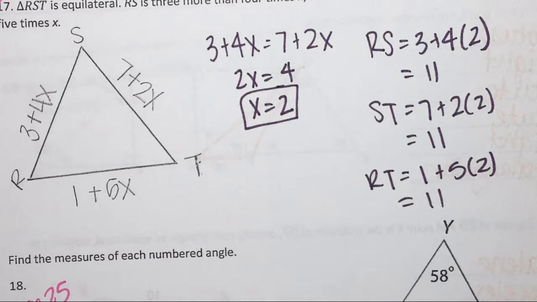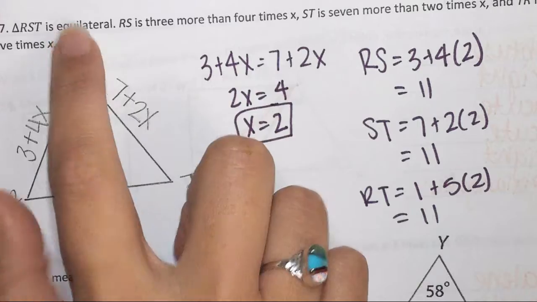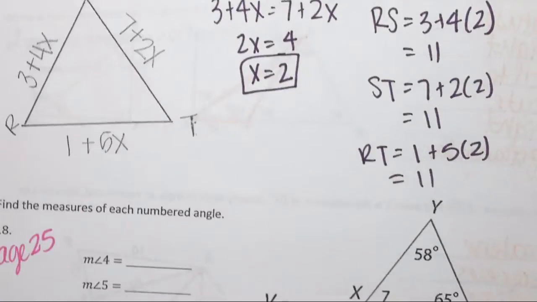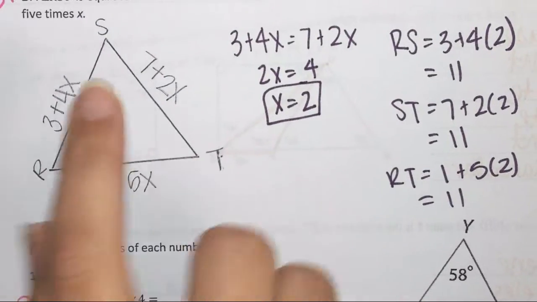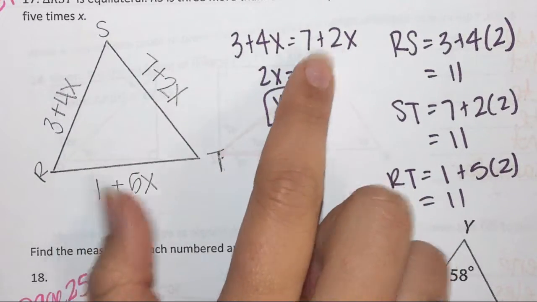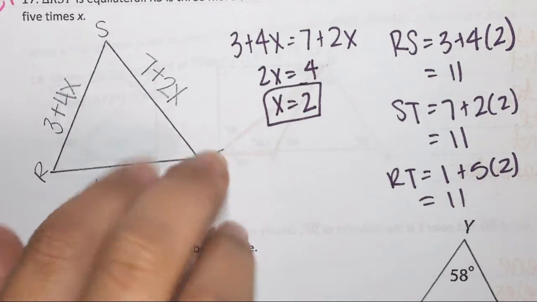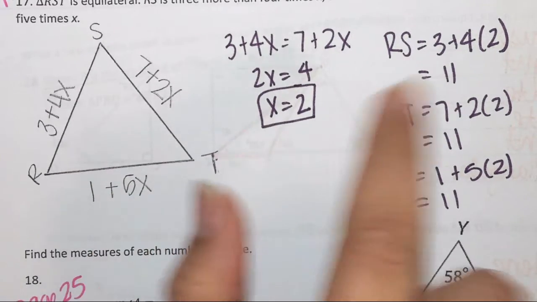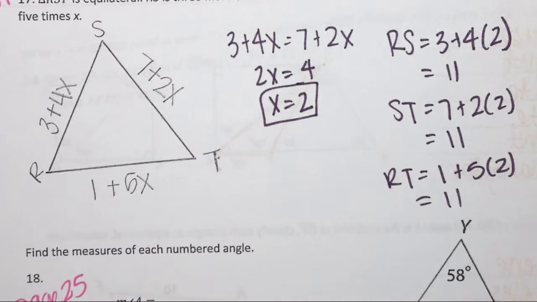Alright, are we ready for the next one? So it says that they're equilateral, right? That means that all sides are congruent. So it doesn't matter which sides you set equal to each other, but I took these two and set them equal. And then I solved for x. Once I got x, I plugged it in and got 11 each time. That's why it's equilateral.